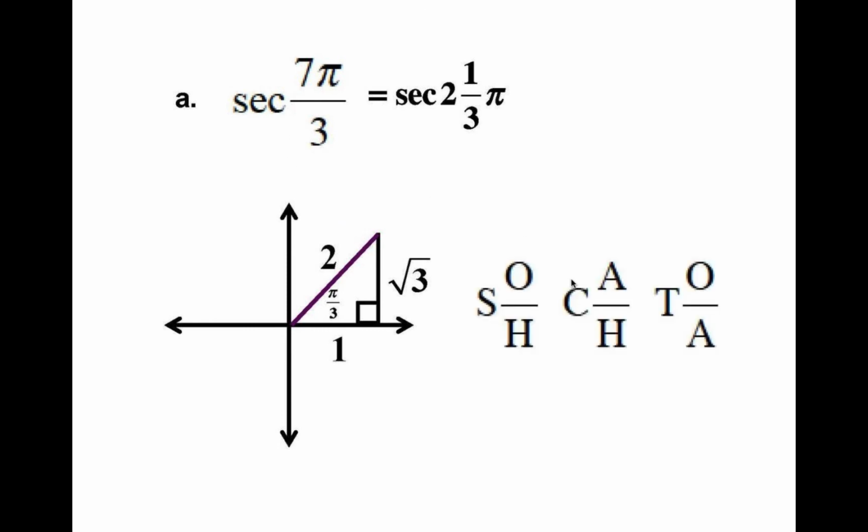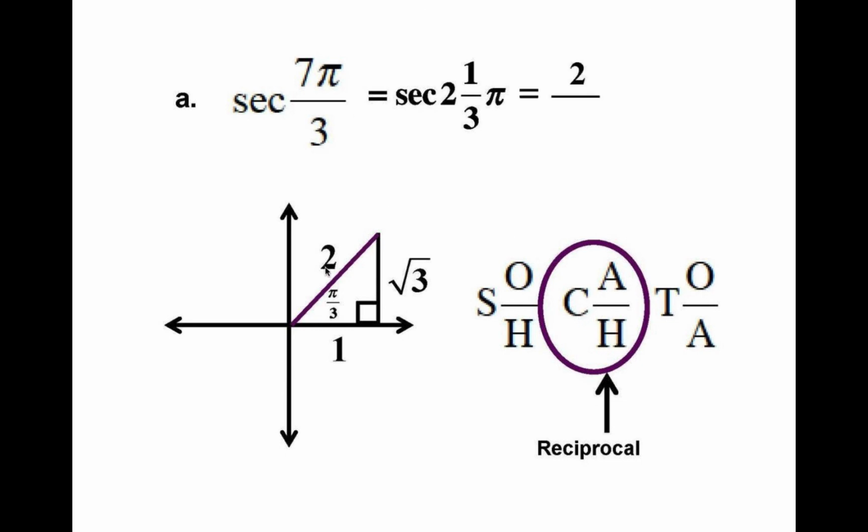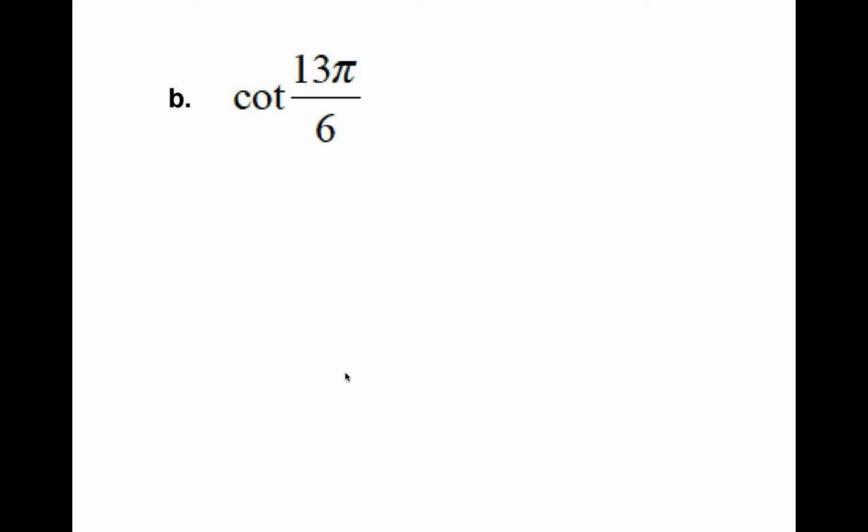Secant is the reciprocal of cosine. Remember, these are backwards. So the hypotenuse is 2. The adjacent to this angle is 1. 2 divided by 1 is 2.